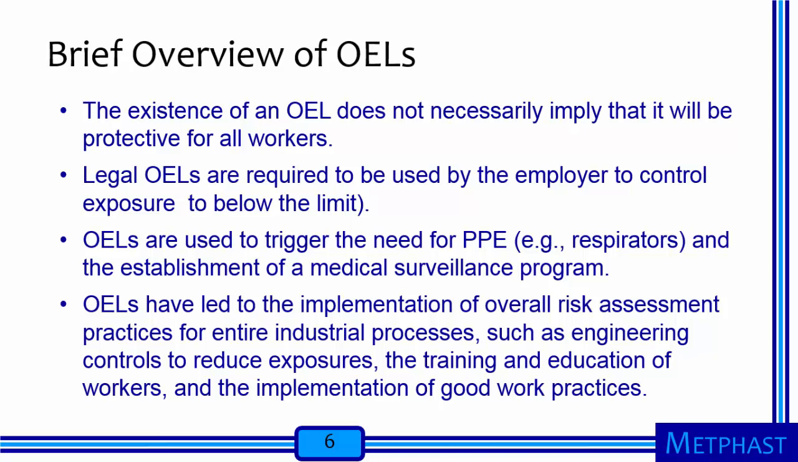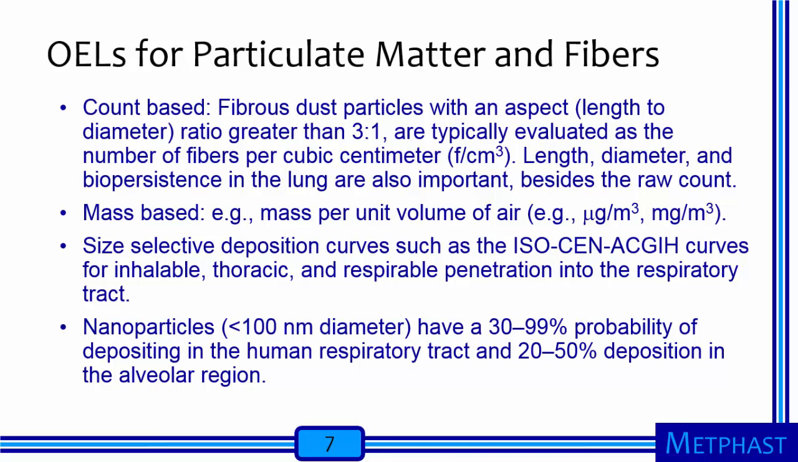The existence of an OEL does not necessarily imply that it will be protective for all workers. Legal OELs are required to be used by the employer to control exposure to below the limit. OELs are used to trigger the need for personal protective equipment, for example, respirators, and the establishment of a medical surveillance program. OELs have led to the implementation of overall risk assessment practices for entire industrial processes, such as engineering controls to reduce exposures, the training and education of workers, and the implementation of good work practices.